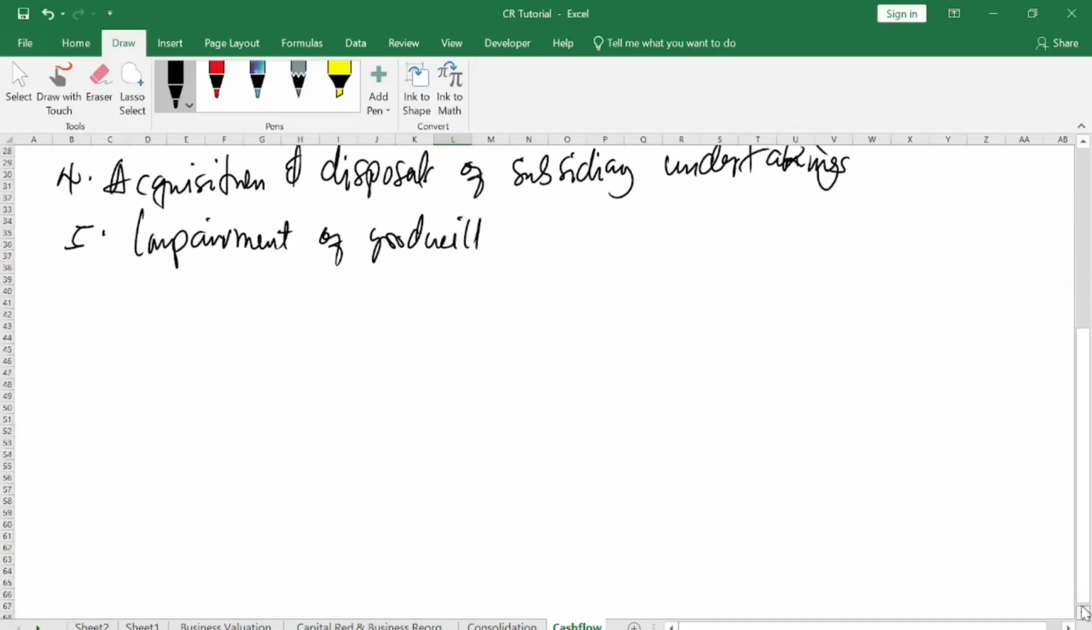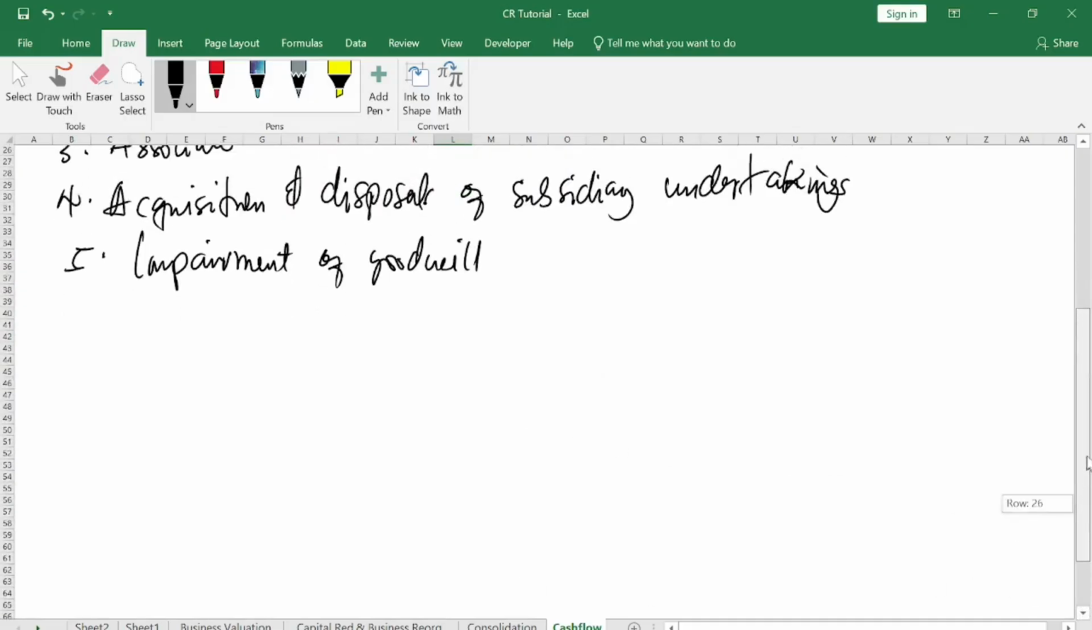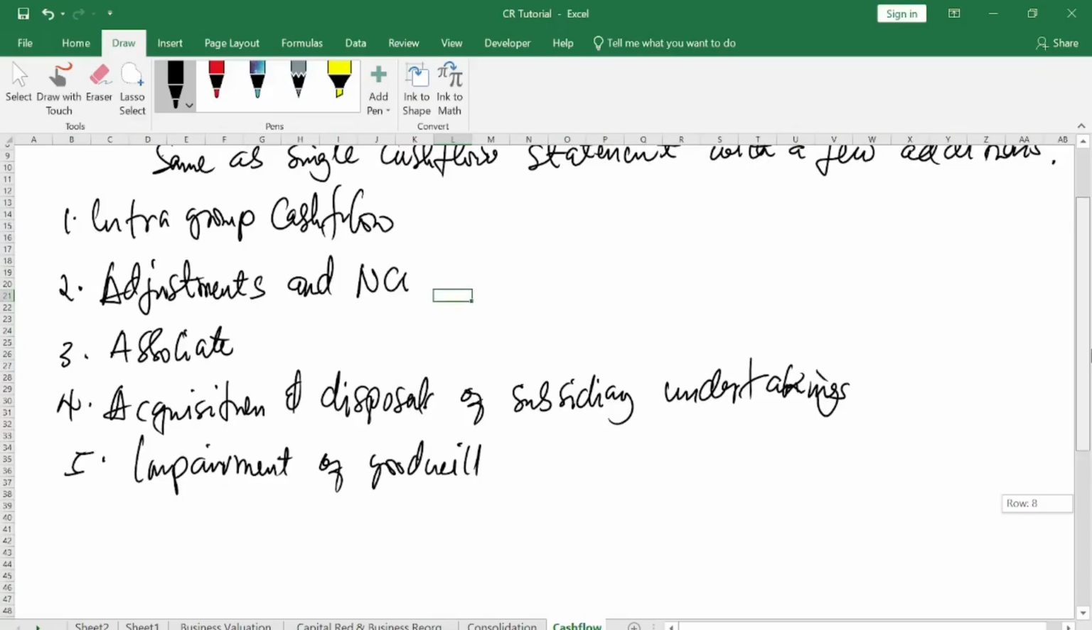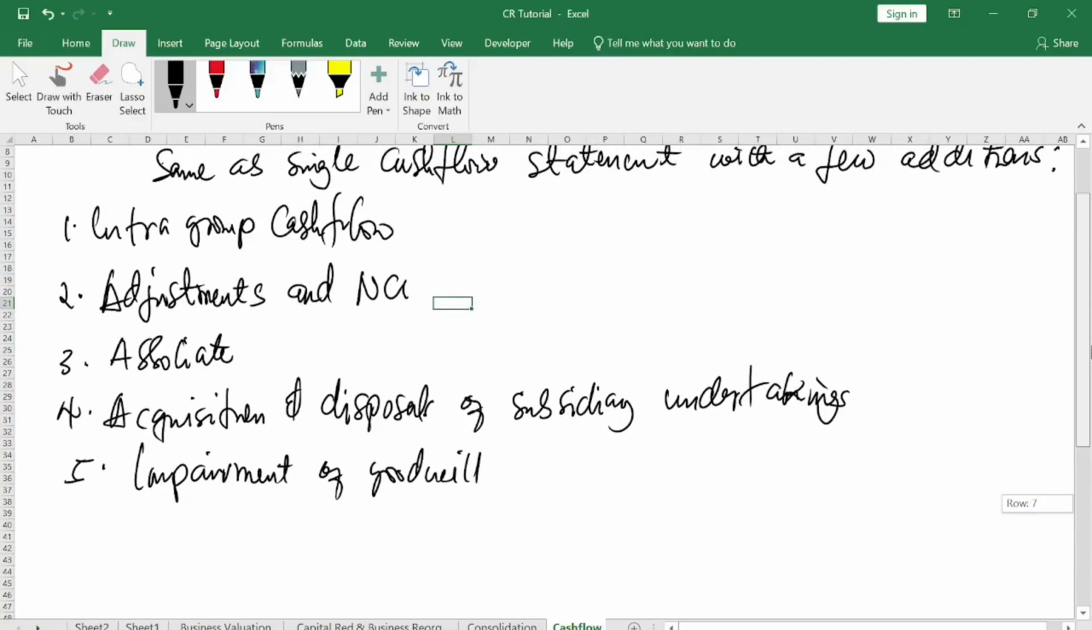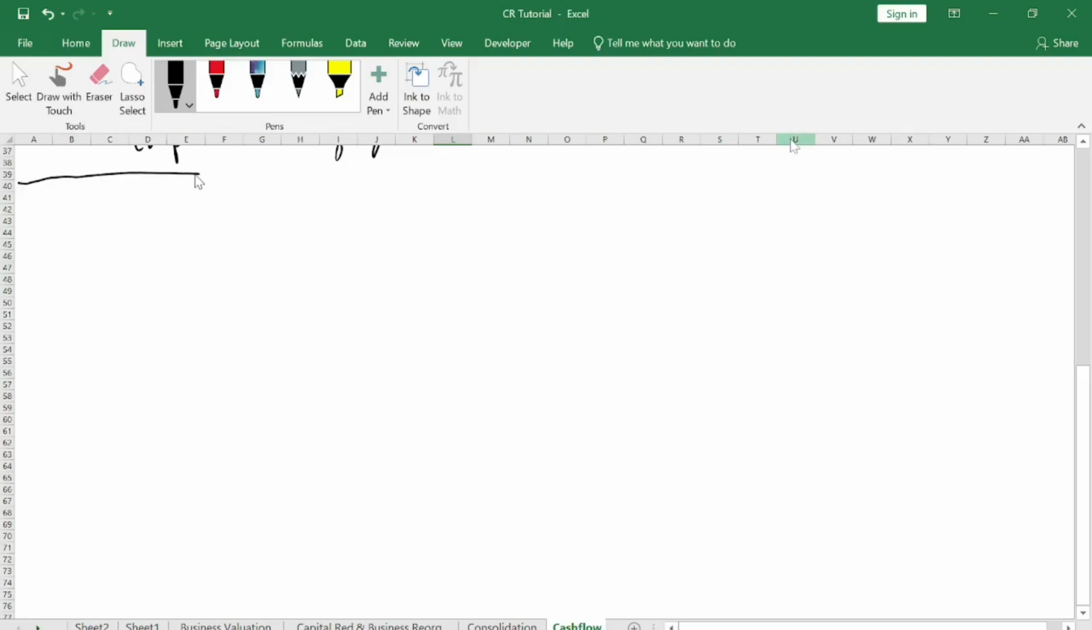Are you with me? So let us go on. I believe you have an answer. So these are just a few adjustments that you see in the consolidated cash flow. Are you with me? So let's start. When you are coming to prepare, watch me. Listen very carefully. When you are coming to start your consolidation cash flow, start with what?